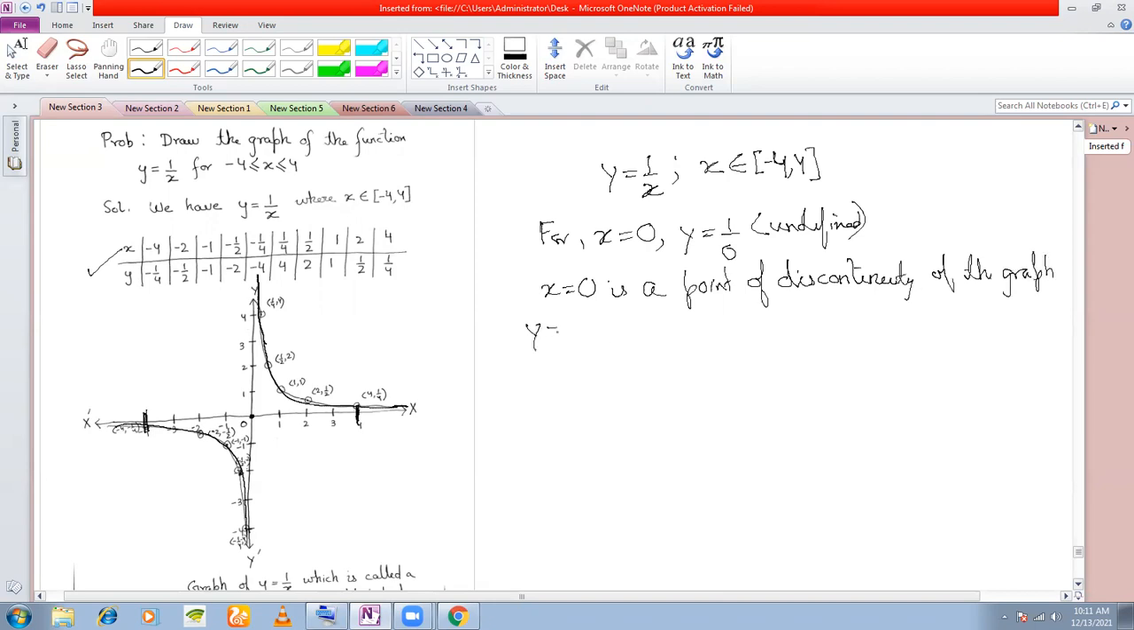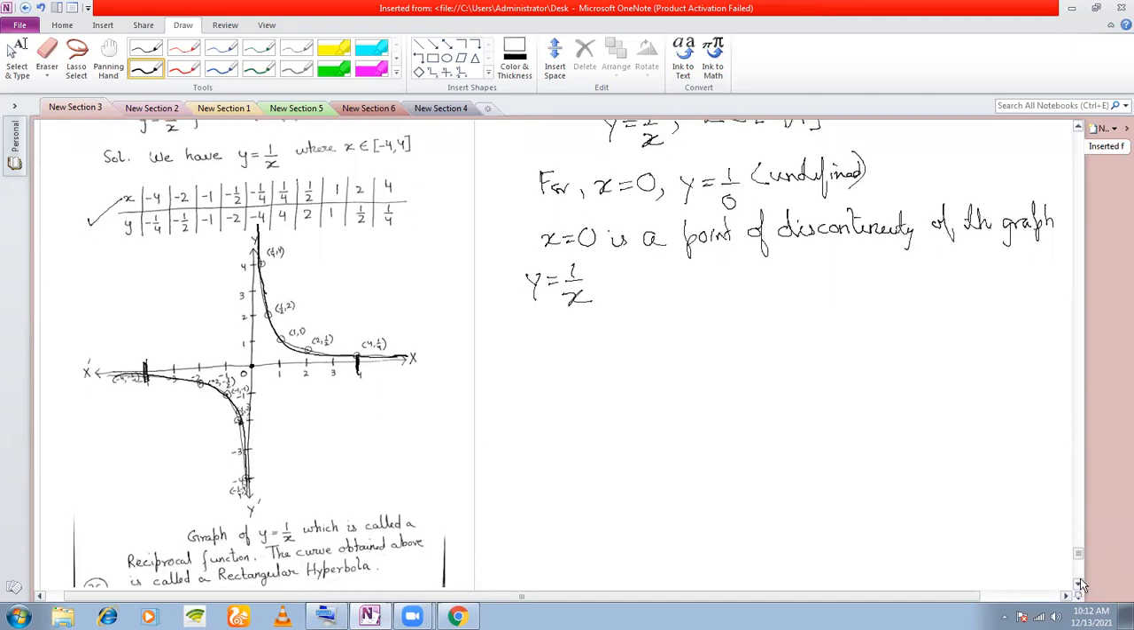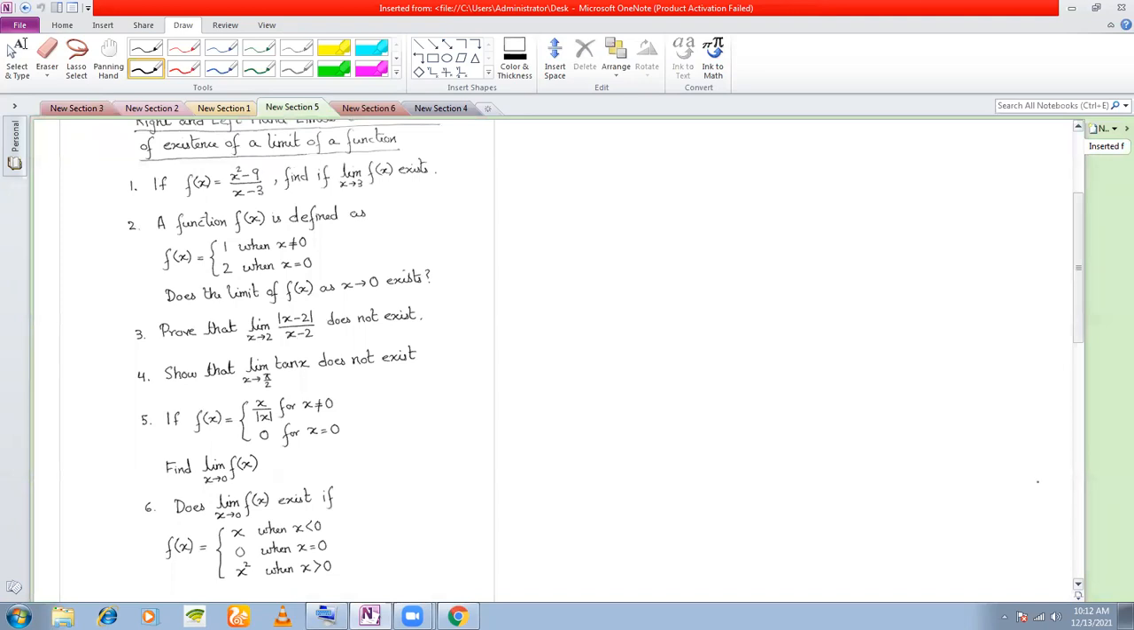y is equal to 1 by x. Okay. Very interestingly, this graph is a special graph. It is actually called a rectangular hyperbola. Okay, this graph is called a rectangular hyperbola. Okay, fine. So this is all about graphs. Now we come to the concept of limits.